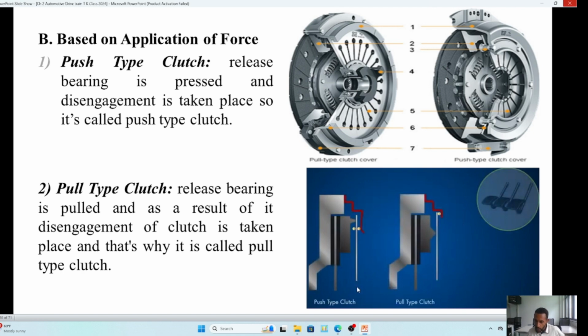When we come to the push type clutch assembly, when we push this one, this will go back, because the pivot point is already here. So if the pivot point is here and I apply some force here, it will go in this direction and this will come in the opposite direction. So we call this one push type for disengagement, because the pivot point is here. When I pull this one in this direction, it will pull. So we have both types, the push type and pull type clutch, according to the force application.